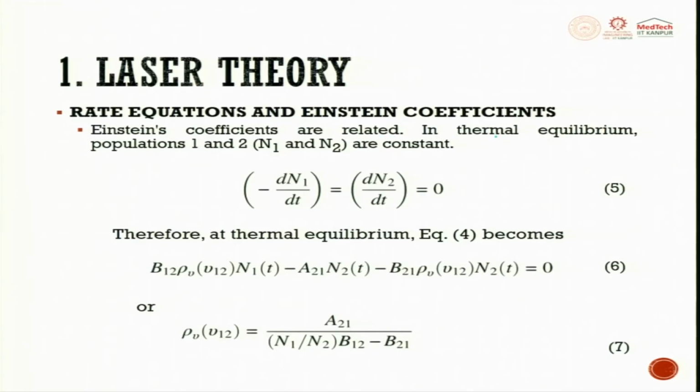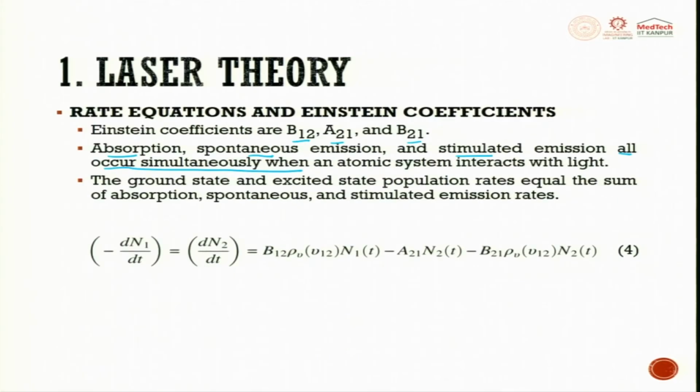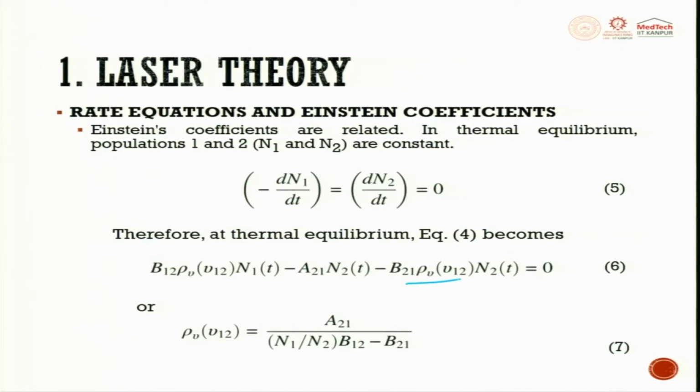In thermal equilibrium, N1 and N2 are constants, so their rates of change are taken as 0. Therefore, at thermal equilibrium, we take the previous equation to become equal to 0, and from here we rearrange it and try to get the formula like this.